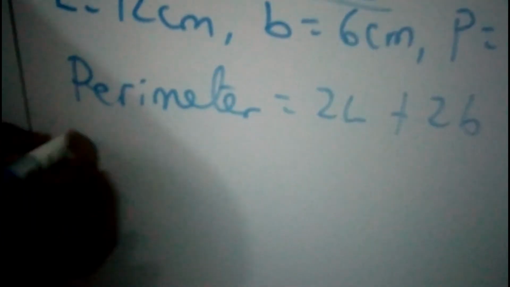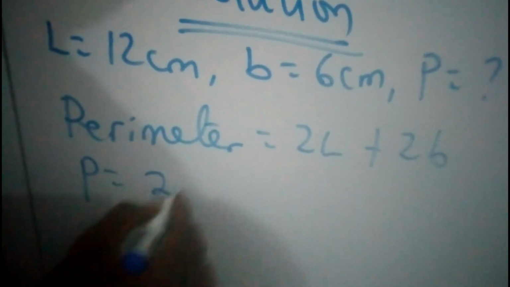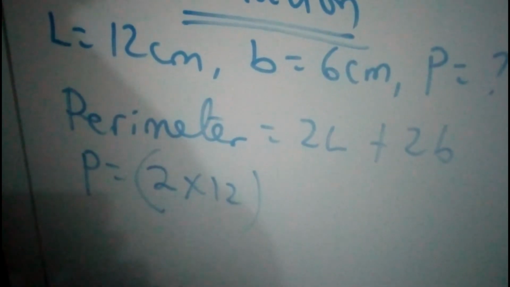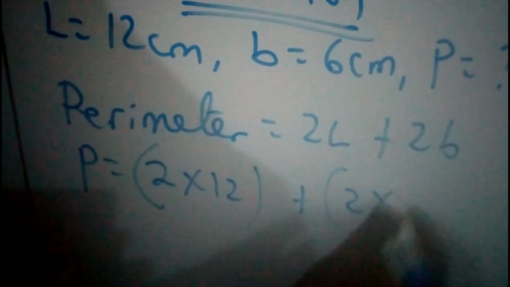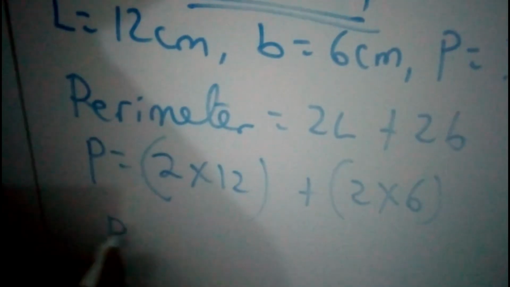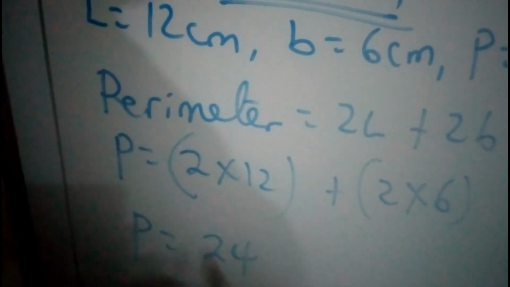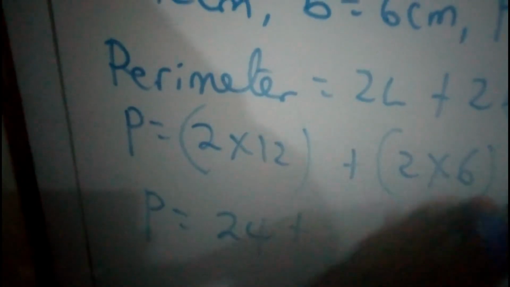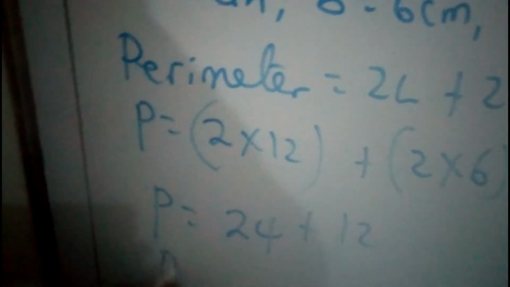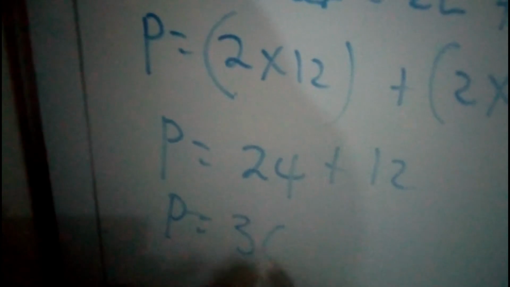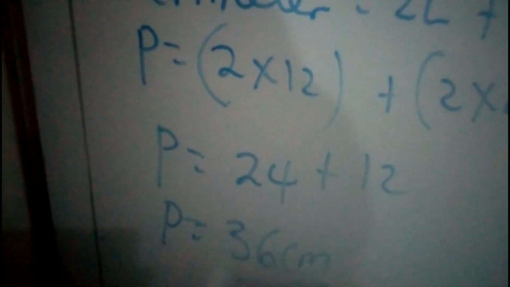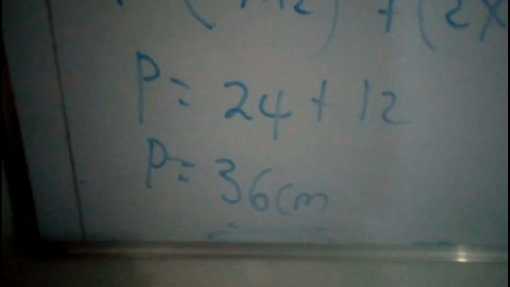Okay, so let's substitute. Perimeter gives you 2L, meaning 2 times L, and our L is 12. So that's 2 times 12. We put it in brackets, plus what? 2 times 6. So what's our perimeter? 2 times 12 is 24, plus 2 times 6, which is what? 12. So our perimeter is what? 36 centimeters. That's the perimeter of this rectangle.